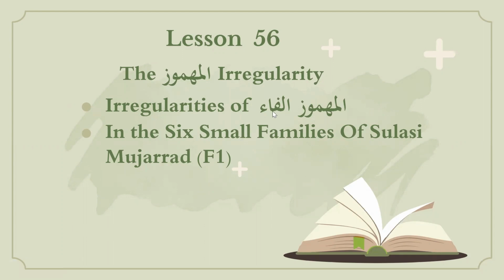find in Mahmoozul Fa in the six small families of Sulasi Mujjarad. So every time we are going to take one irregularity, and we are going to see what irregular form of words are there in the 6 small families of Sulasi Mujjarad, like Nasara, Daraba, Hasiba, Karuma, Samia, all those families, and then also in big families also. And big families are numbered from 2nd to 10, right? And the 6 small families are the sub-clans of the first family, which is Sulasi Mujjarad.